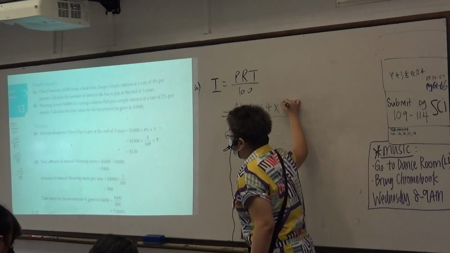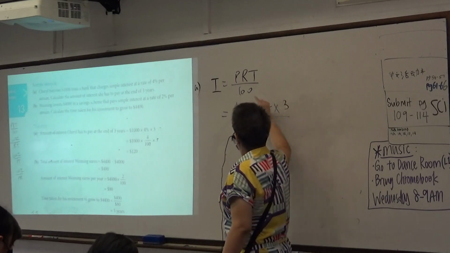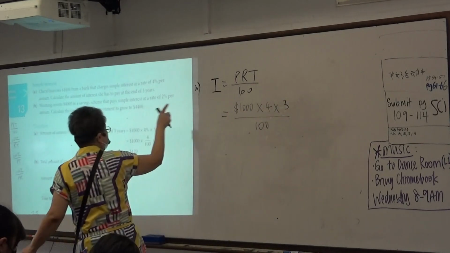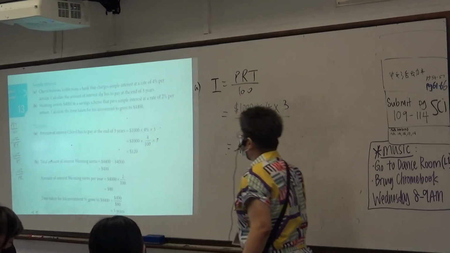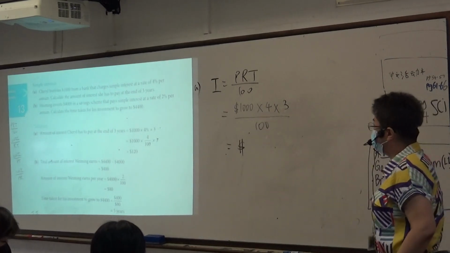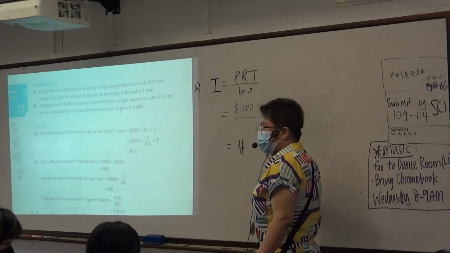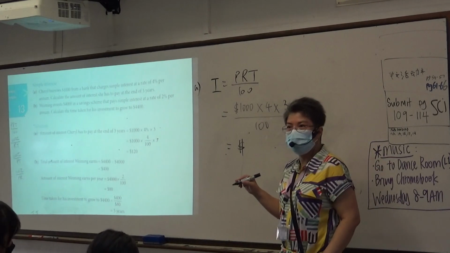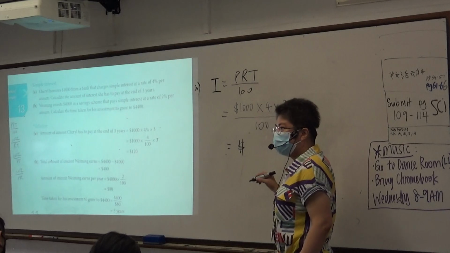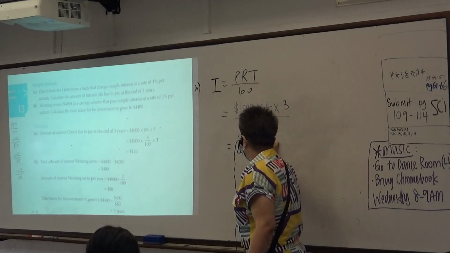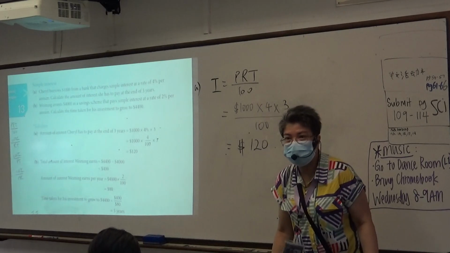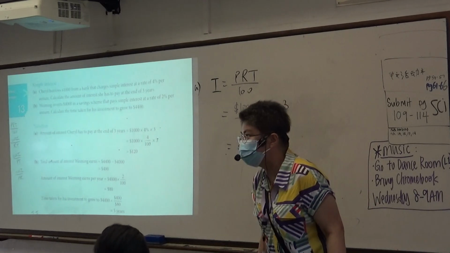Times. What's the number of years? 3. So I use the first formula. I equals to PRT over 100. Okay, so how much interest must she pay? Use your calculator. 120 dollars, right? Can you see she must pay $120 as interest?